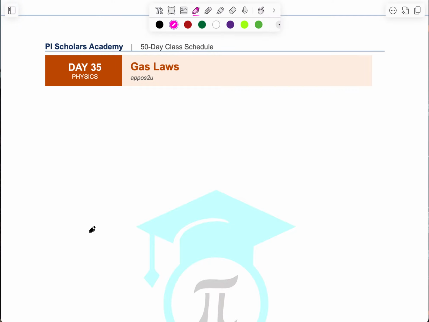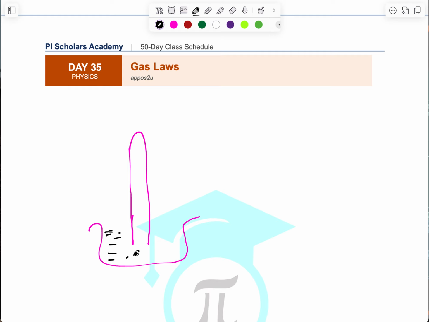A simple barometer will look something of this nature. We have a tube that is inverted into a container, and then we have fluid. Like I said, mercury is always the choice. We can use other liquids as well, but mercury is always the choice. This is what a simple barometer looks like.